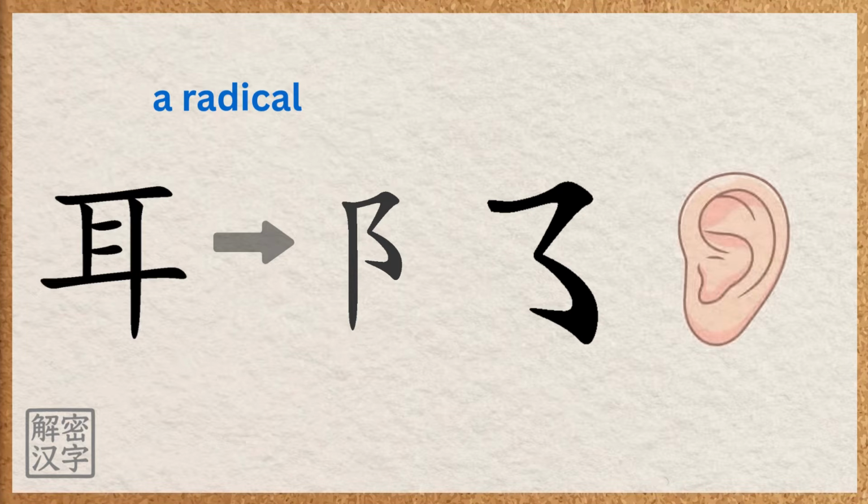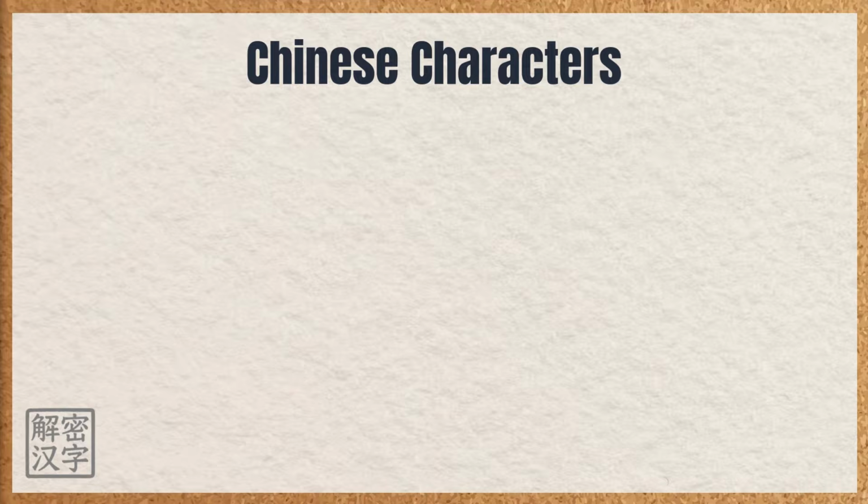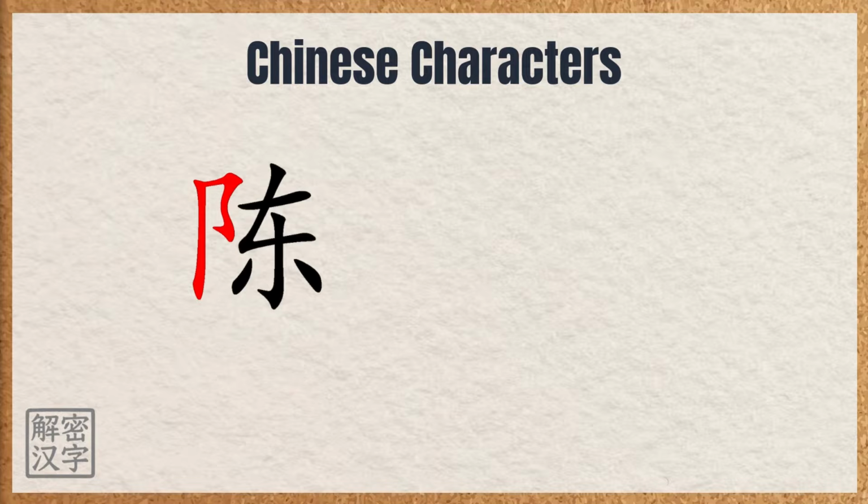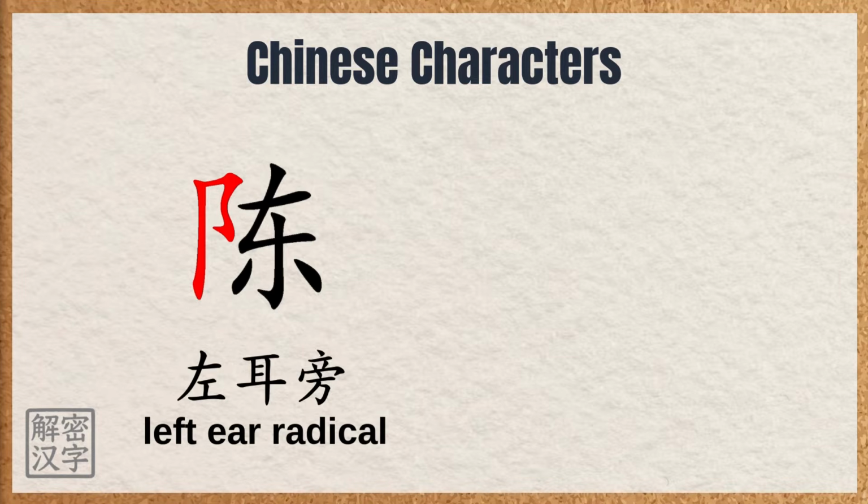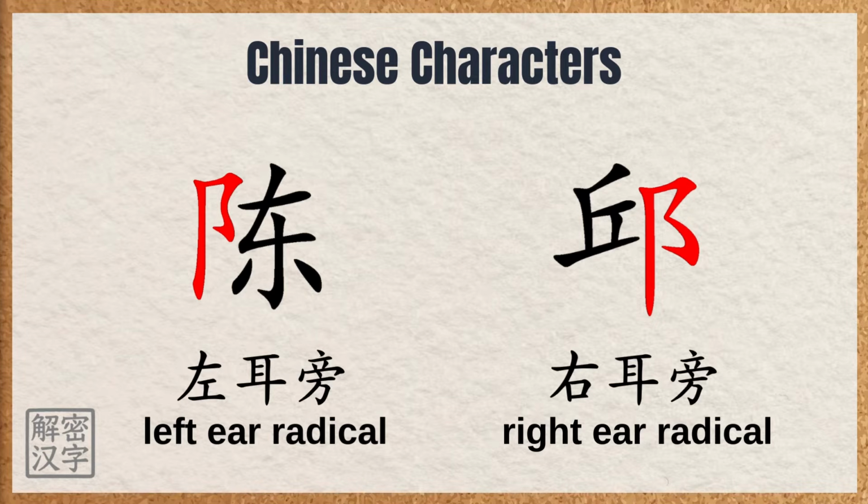It kind of looks like an ear, doesn't it? This radical is very common. When it appears on the left side of a character, we call it the left ear radical. When it appears on the right, we call it the right ear radical. Keep this radical in mind. We're going to see it a lot in future characters.